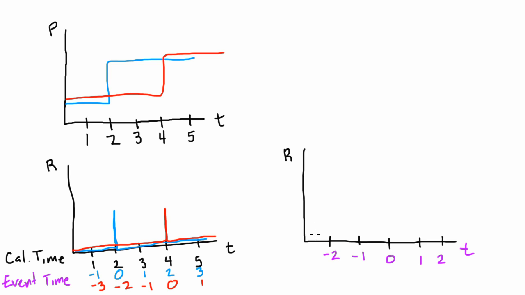So now we just line up the returns in event time. So the blue will have a big jump at time equals 0. And the red stock will also have a big jump at time equals 0. And that's how you line up time in an event study.